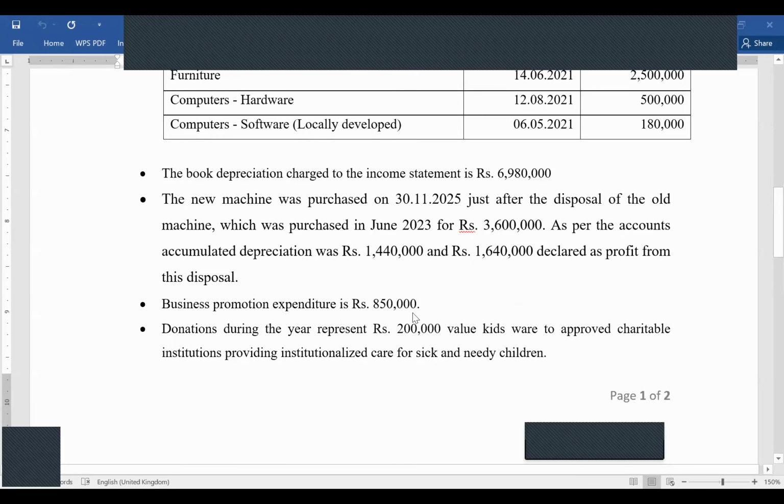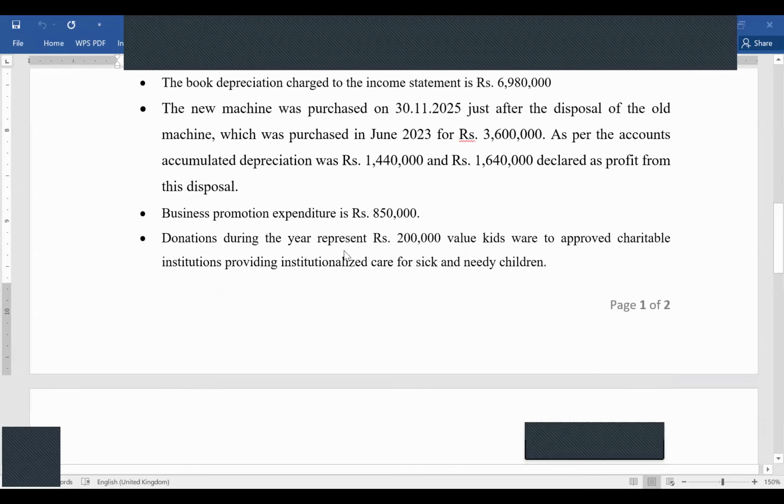Then business promotion expenditure. Donations during the year represent 200,000 value, Kids wear to an approved charitable institution providing institutionalized care for sick and needy children. So you have to consider whether it is a qualifying payment or not. Okay, tell me, is this a qualifying payment or not?